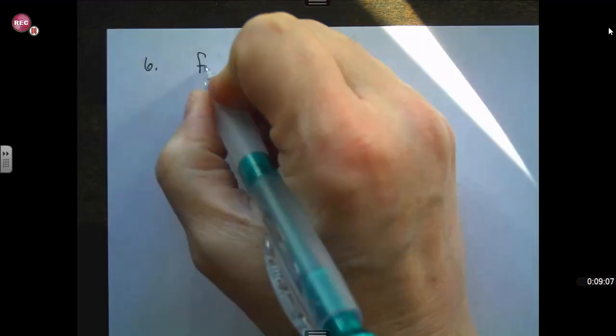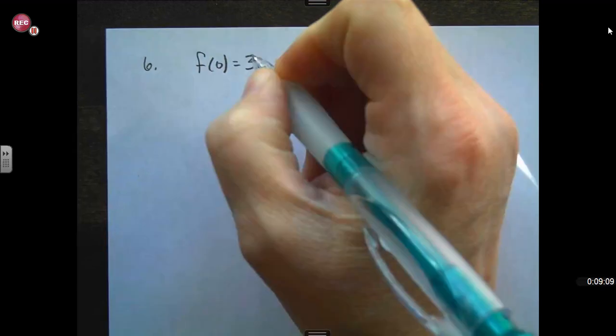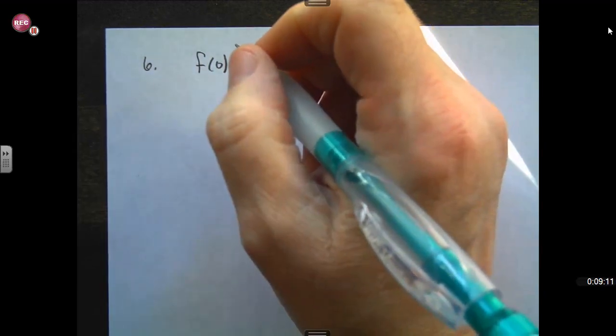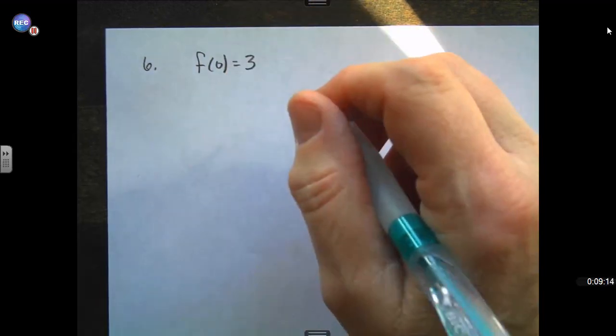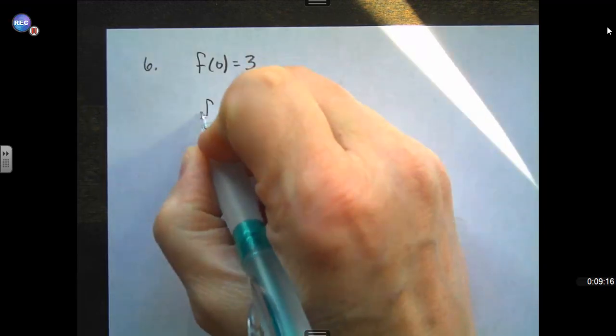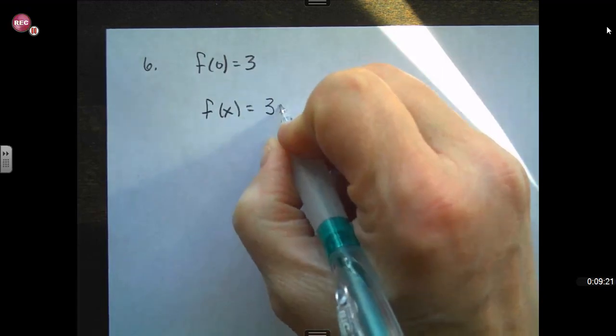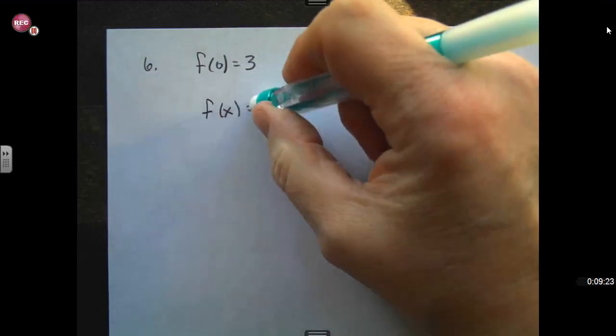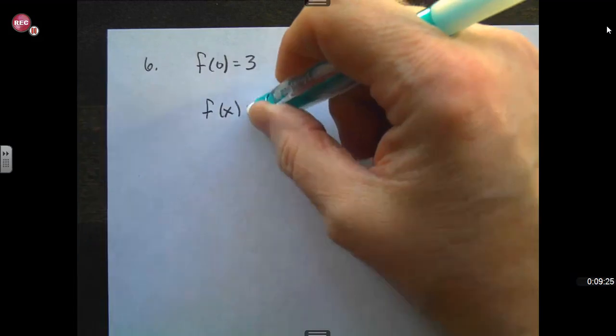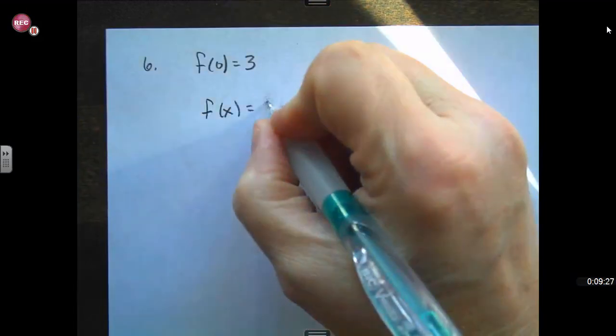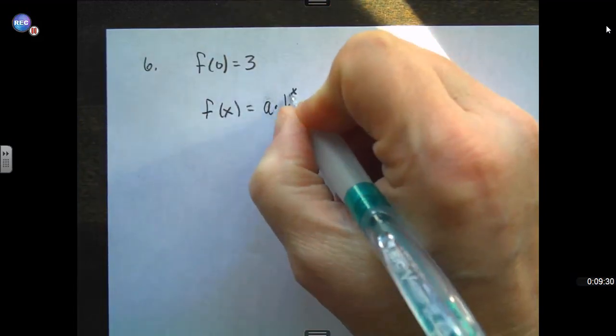And then we have number 6, write an exponential function. Well, f of 0 is 3. And it looks like we're going to put this in the form f of x equals... or I'm sorry, I meant to put the generic form first, a times b to the x.